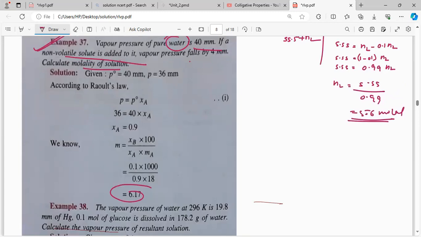They have done this one. P is equal to P1 not X1. This one, XA, 0.9. But they have taken 0.9 only. Okay. So the vapor pressure of pure water is this one. When a non-volatile solute is added, its vapor pressure falls by this one.